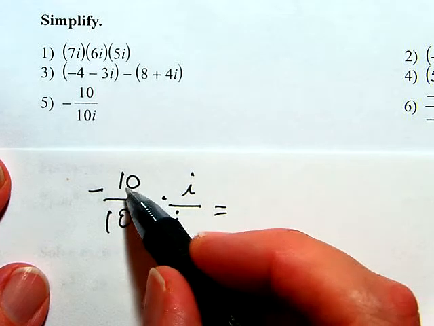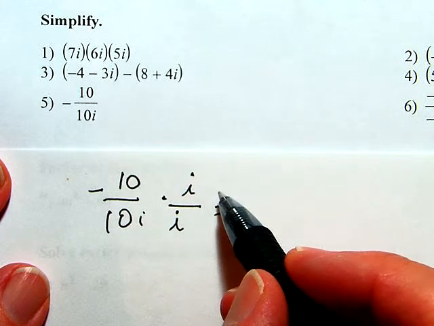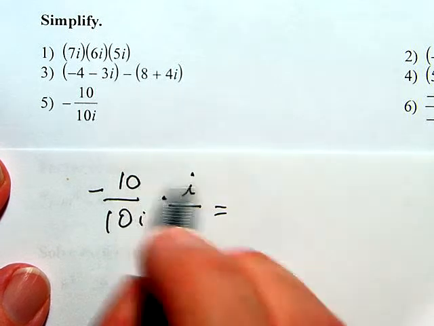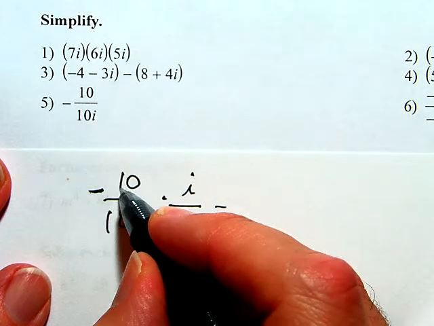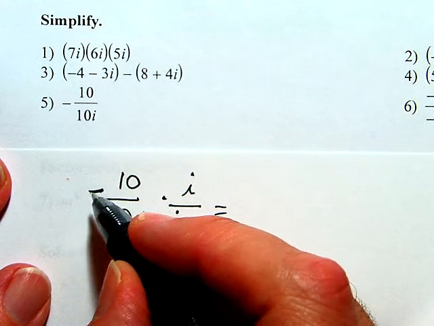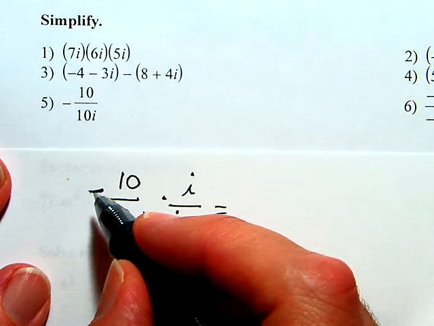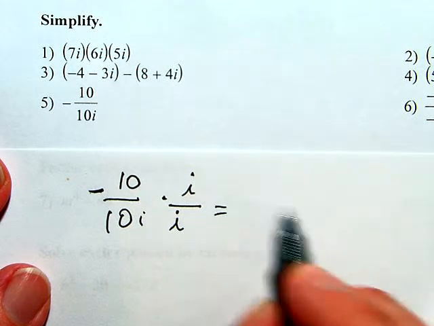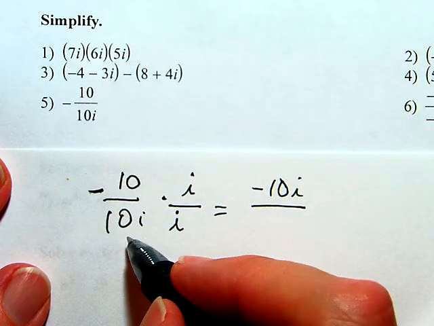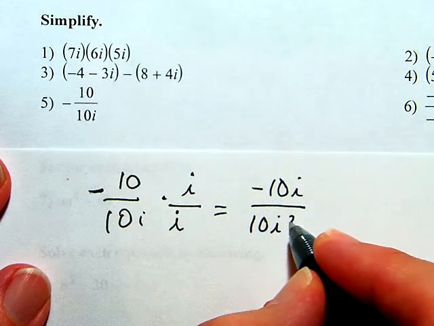When we multiply two fractions, we multiply across numerators and we multiply across denominators. We can put this negative with the negative 10 in the numerator. It's really our choice where we want to put the negative sign. If it's in front of a fraction, I'll just arbitrarily choose to put it in front of the numerator. So we've got negative 10 times i, which is negative 10i. And in the denominator, we've got 10i times i, which is 10i squared.